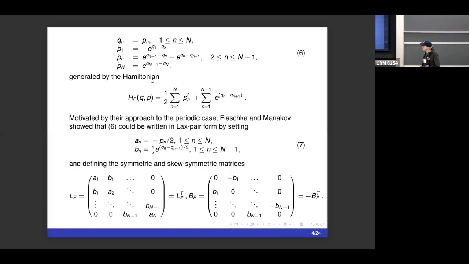Motivated by their approach to the periodic case, Flaschka and Manakov showed that 6, the equation at the top there, could be written in Lax pair form where you introduce a_n to be minus a half of the momenta and the b_n's are essentially the exponentials of the differences of the q_n's. And then in this extraordinary observation of Flaschka and Manakov, they introduced the so-called Lax operator L, a tridiagonal Jacobi matrix, where the a's are down the diagonal, the b's are on the off diagonal, and B is a skew symmetric matrix obtained by taking the lower part of L and then flipping it up with a minus sign to the upper triangular part.